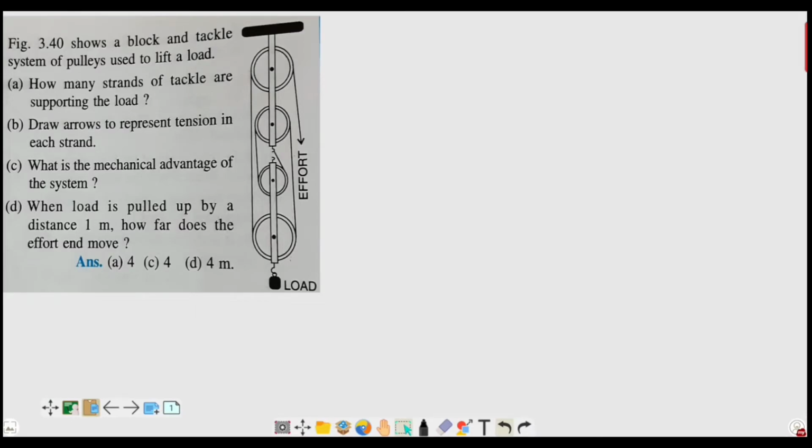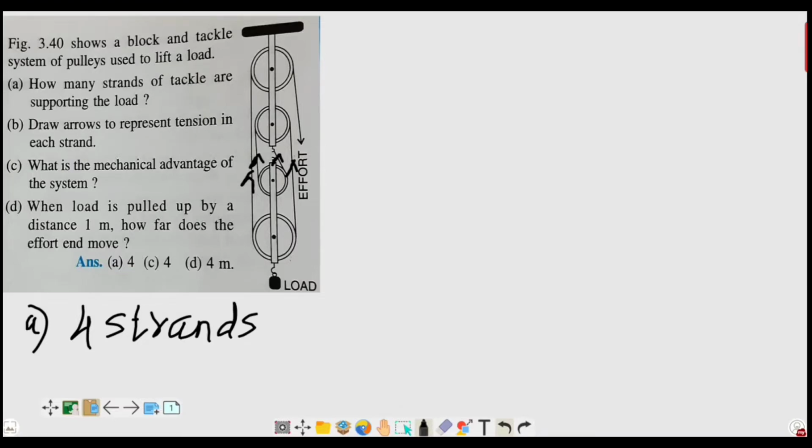Now students, the figure shows a block and tackle system of pulleys used to lift a load. You are asked to find how many strands of tackle are supporting the load. 1, 2, 3, 4. So how many strands have you observed? 4 strands.